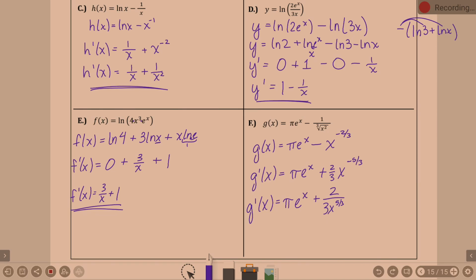Okay. I'm glad that I skipped that one problem to get to the last page because that was definitely more worth our time.